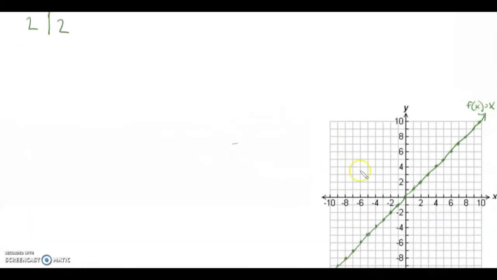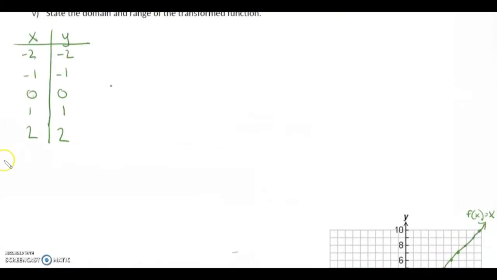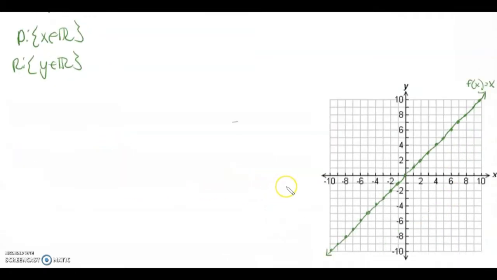Okay, now the domain and range for this one, I'm going to put it underneath. So the domain for all lines is x is an element of the reals, and the range for all lines is y is an element of the reals. Okay, x is an element of the real number system, and y is an element of the real number system. And that's because it goes to the left and to the right forever, and it goes up and down forever.